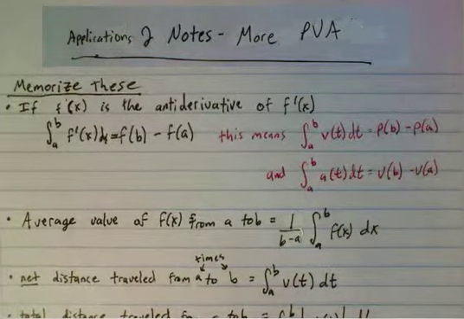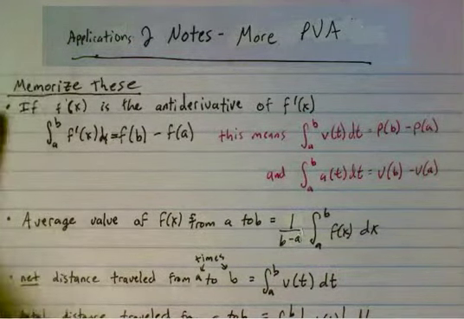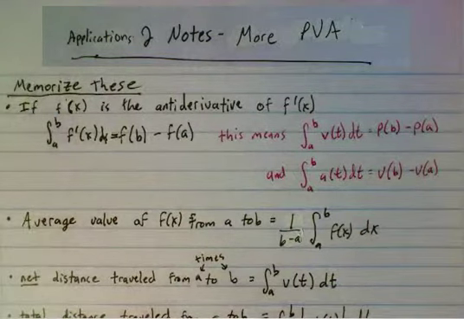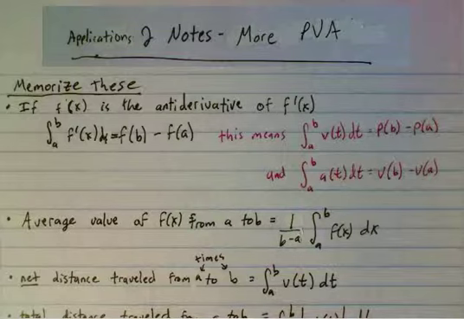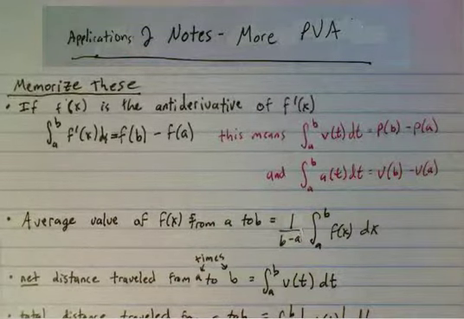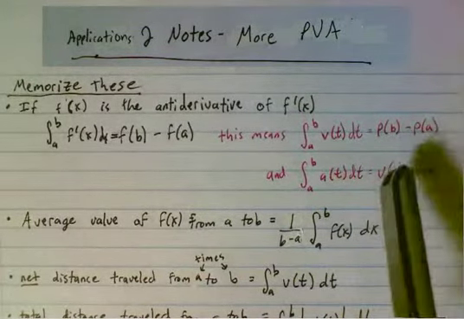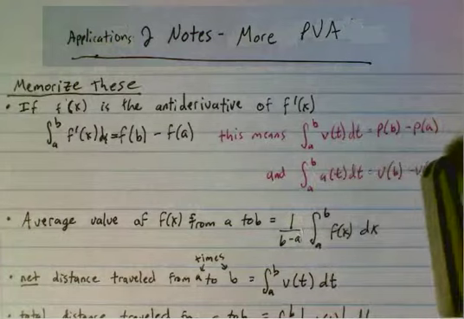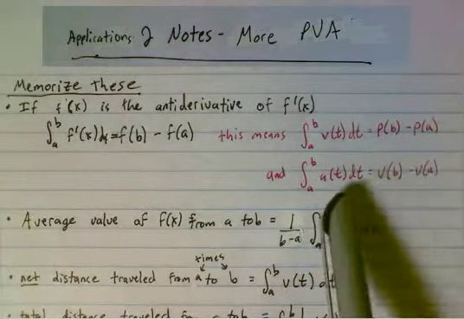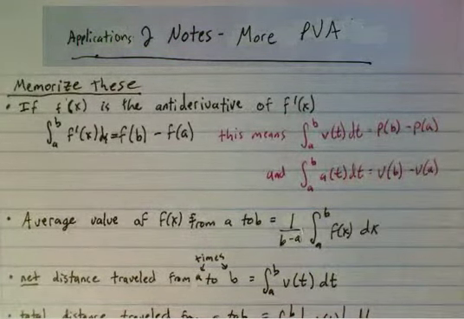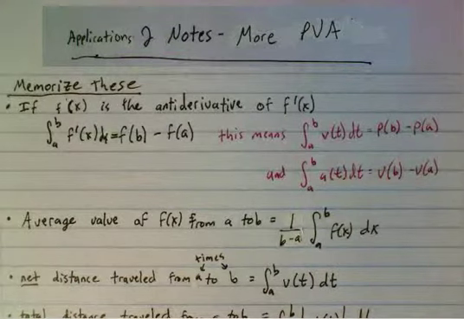If f of x is the antiderivative of f prime of x, then that means that if we take the integral from a to b of f prime of x, we're going to get f of b minus f of a. What's really key about that is it means that if we take the integral of velocity, we're going to get change in position. If we take the integral of acceleration, we're going to get change in velocity. Those are really key.